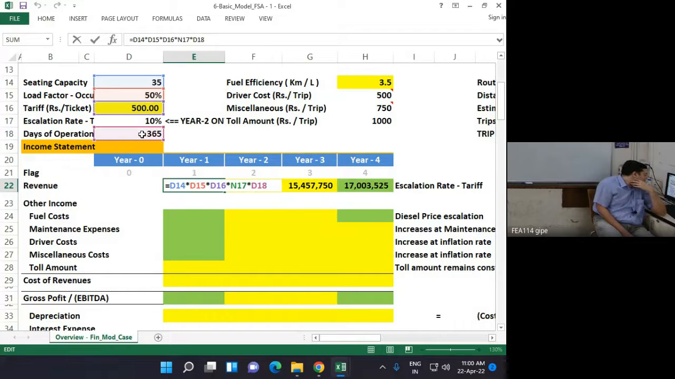Driver and miscellaneous are increasing at inflation. Only toll will remain fixed. Okay? Sales has come for everyone. Let me also show fuel expenses, and then you try to complete the model till PAT.